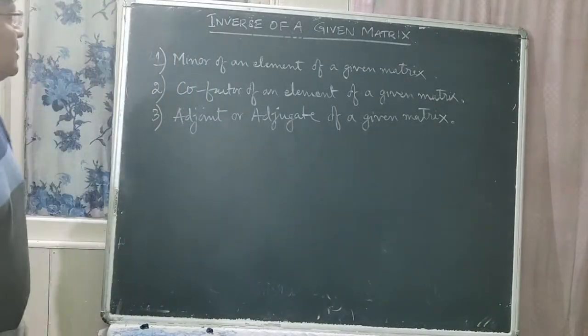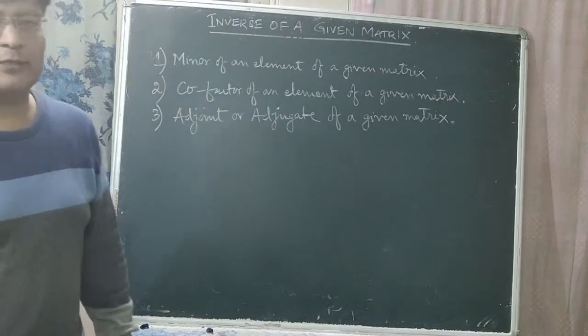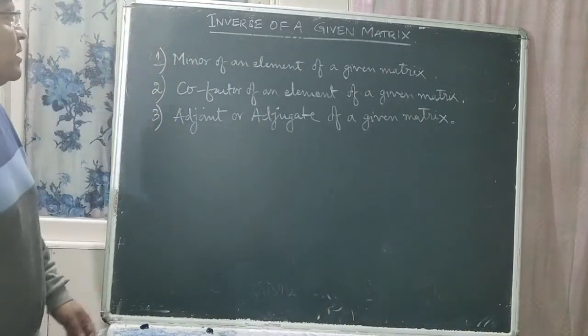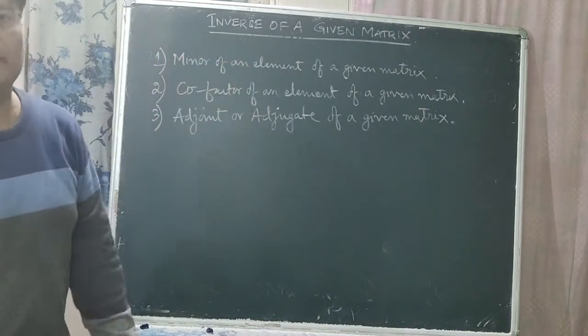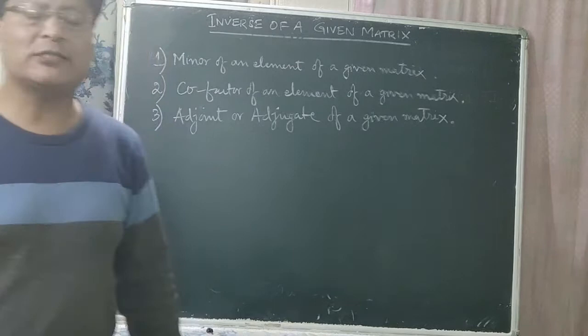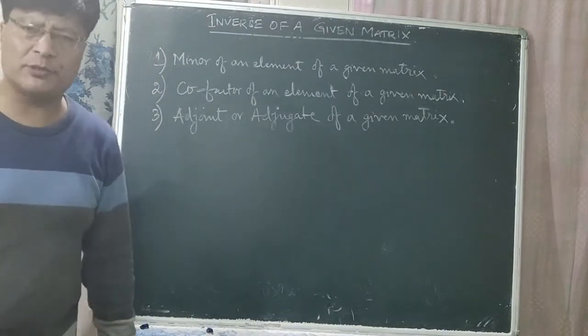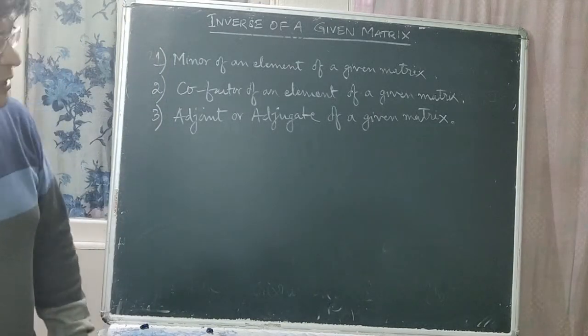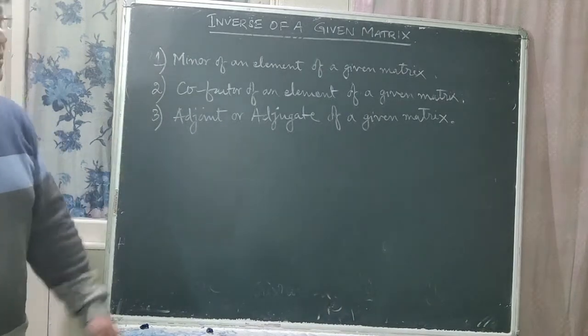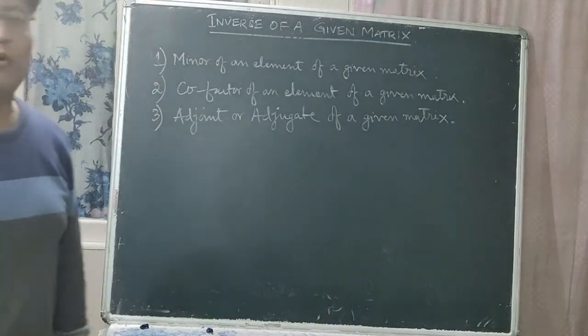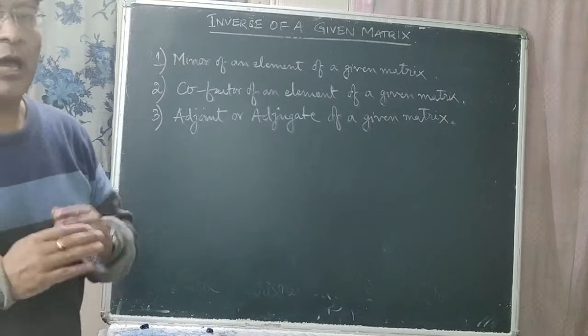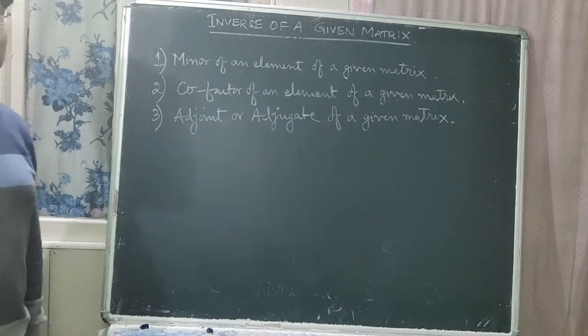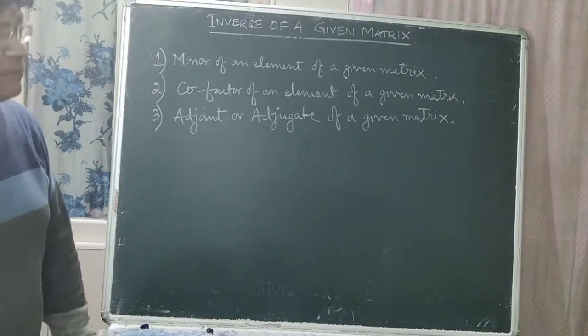Hello students. Today I am doing class for class 12 science. The topic is inverse of a given matrix. In the last online class also we were doing some problems in the chapter matrix. This is a continuation chapter, that is, the topic is inverse of a given matrix. That means how will you get the inverse of a given matrix.